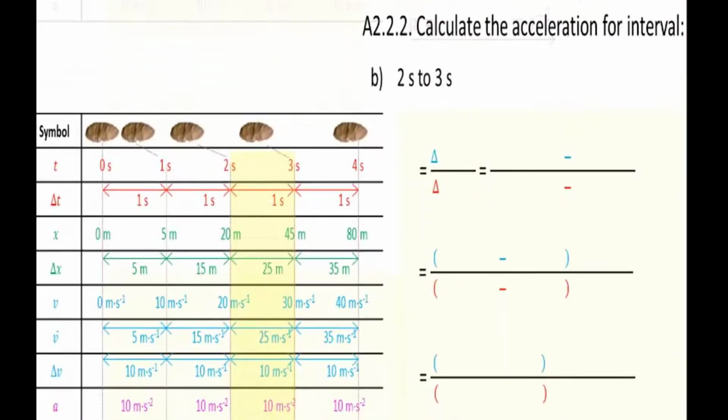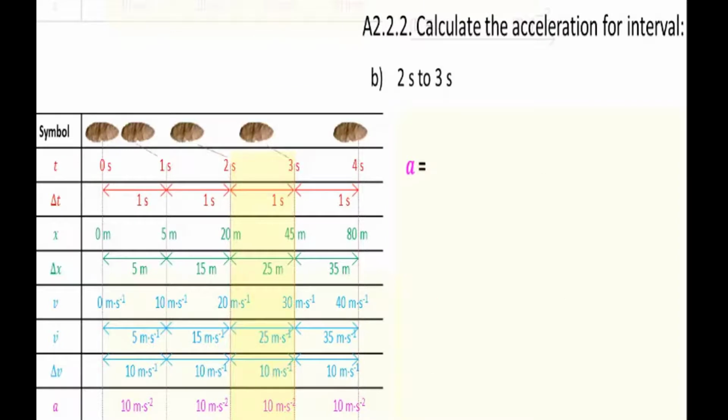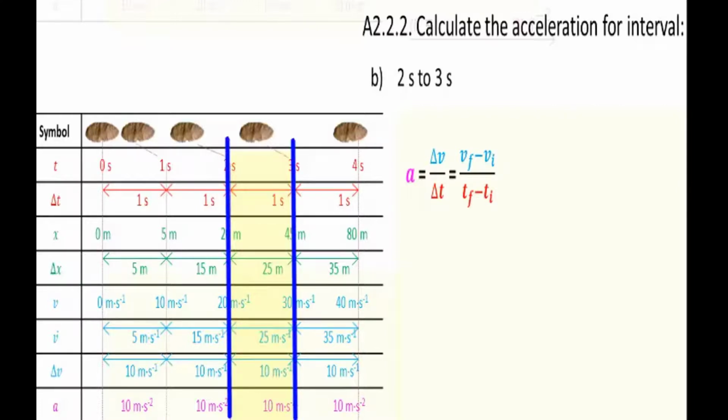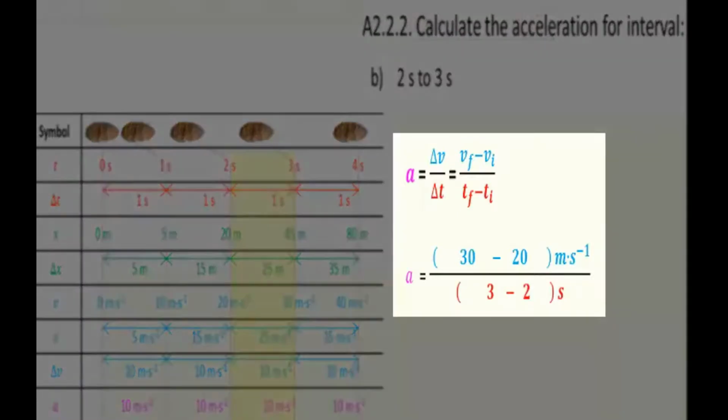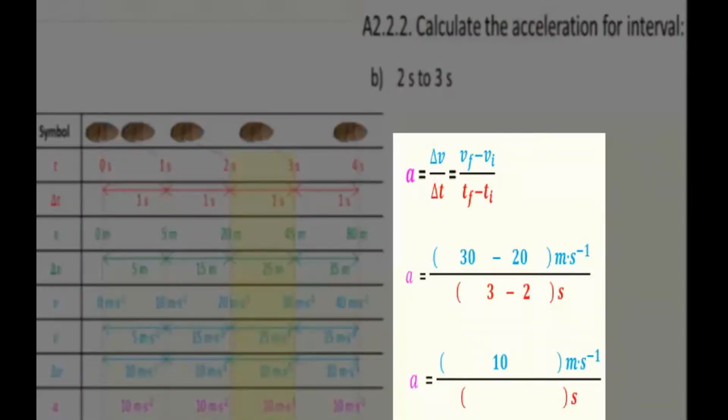Let's get the acceleration for the interval 2 to 3 seconds. Acceleration equals delta V over delta T. V final minus V initial over T final minus T initial. For this interval, V final is 30 meters per second and V initial 20 meters per second. T final 3 seconds, T initial 2 seconds. 30 minus 20 is 10 meters per second. 3 minus 2 is 1 second.